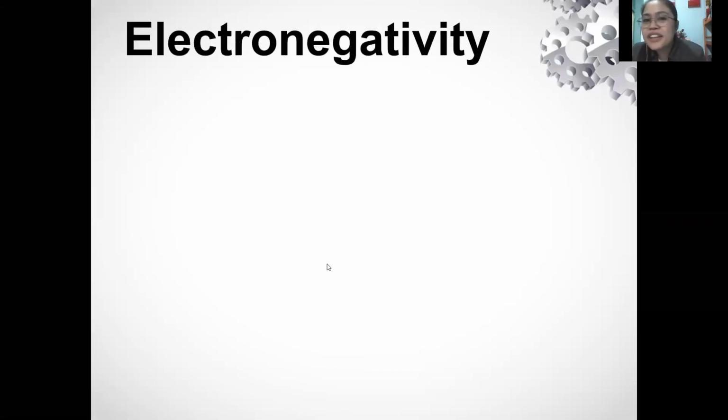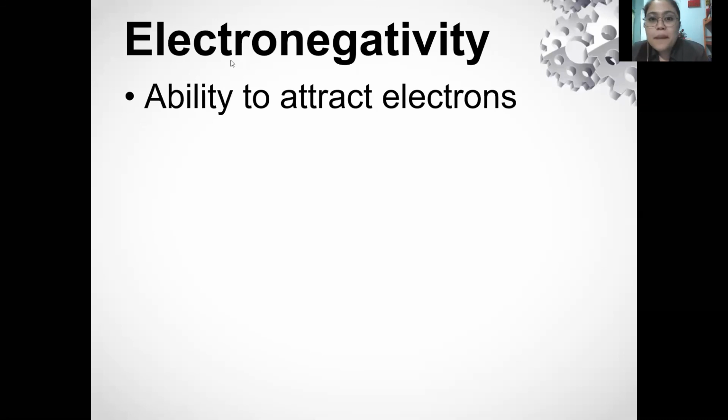Okay, the next periodic trend is called electronegativity. Again, it's called electronegativity. Now, what is electronegativity? It is the ability of our atom to attract electrons. Again, this is a property or an ability of an atom to attract electrons. Meron tayong mga elements or mga atoms na they have the ability na mag-attract ng electrons ng ibang element. Ina-attract nila yung electrons ng ibang kalapit na elements.